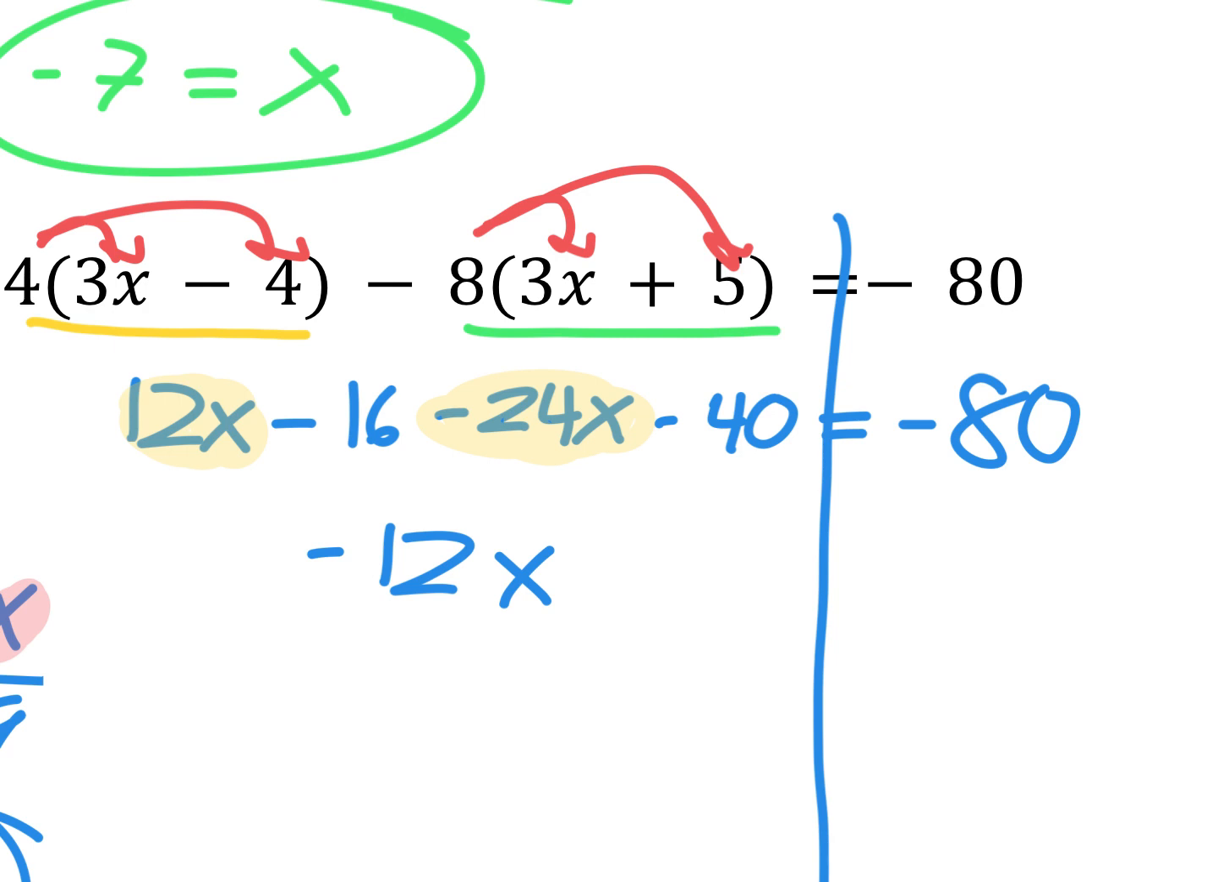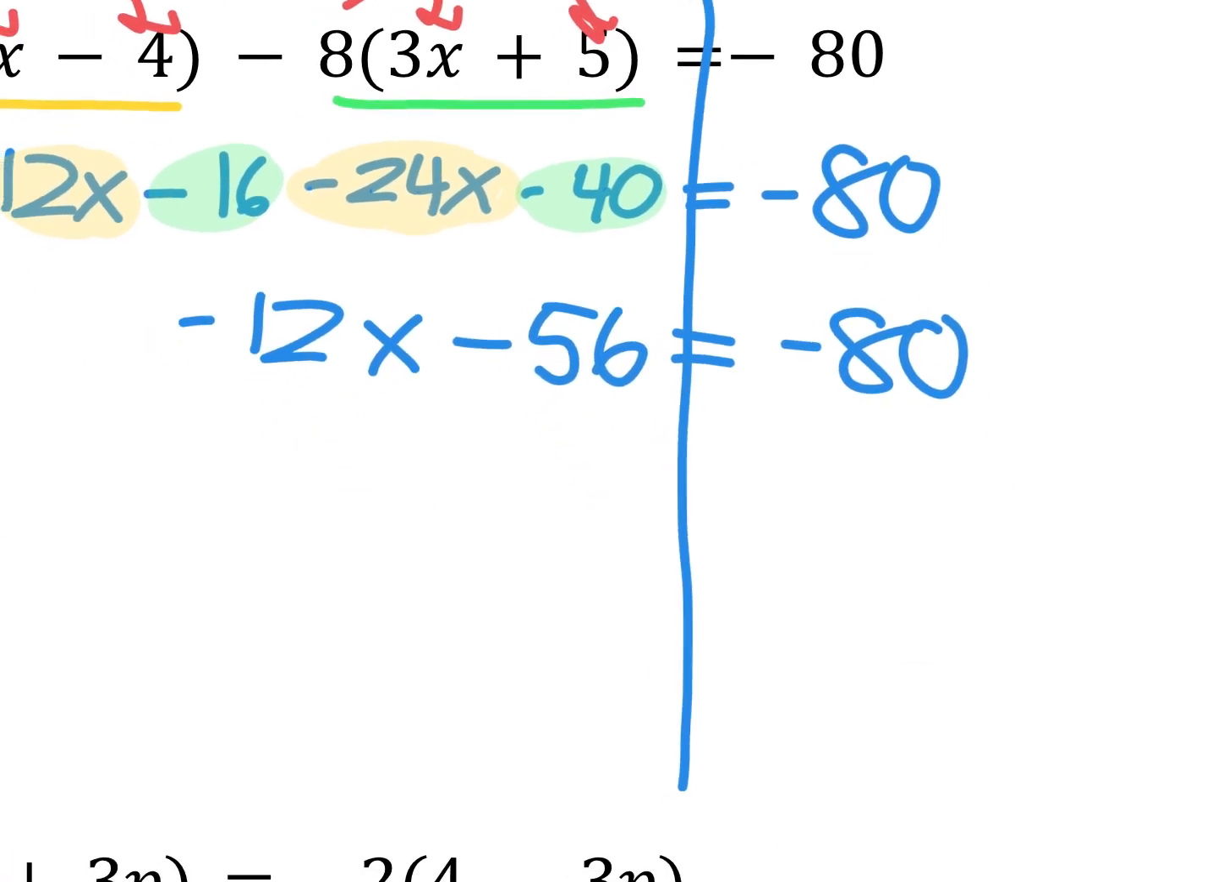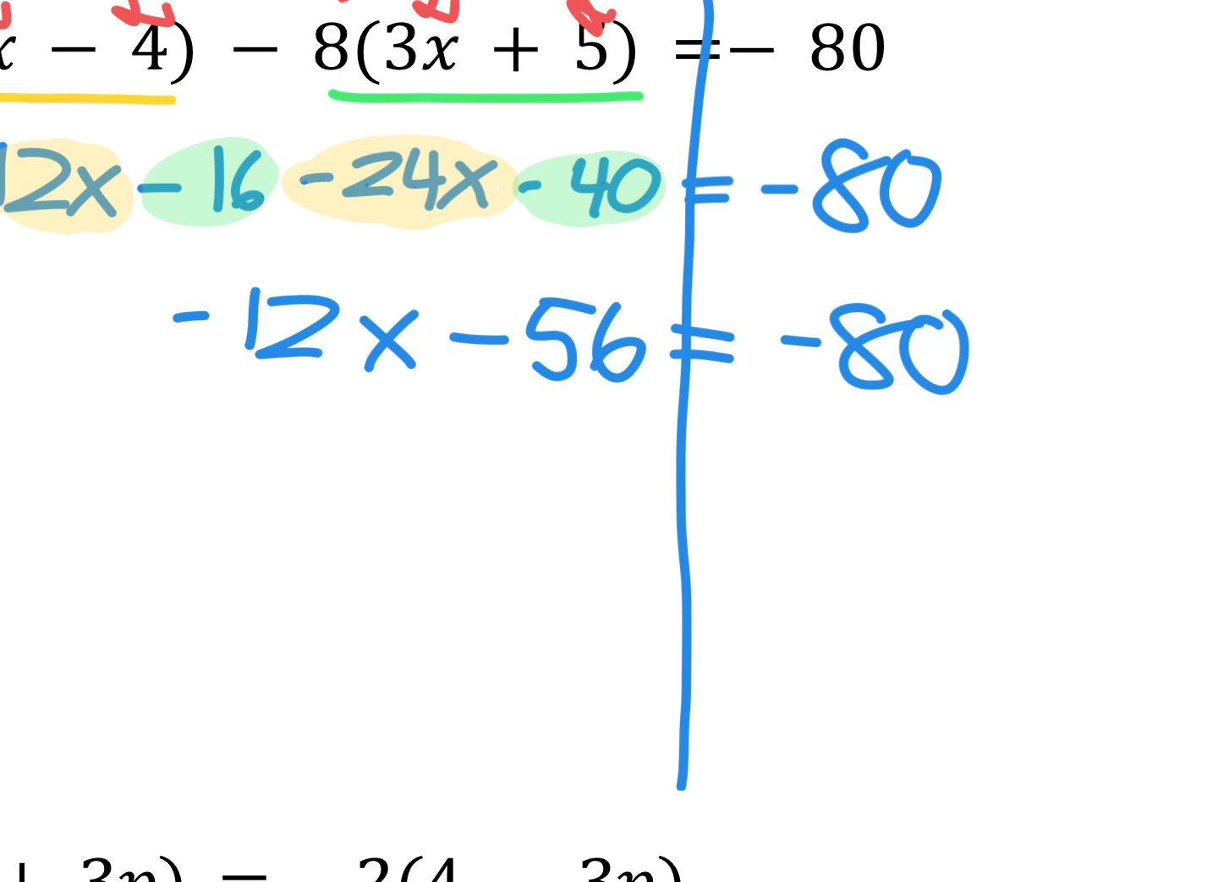The other two like terms that I notice are negative 16 and negative 40, because those are just whole numbers. So I can combine those as well. So negative 16 minus 40 is negative 56. And this all equals negative 80 still. Now this looks pretty familiar. To finish out, we'll add 56 to both sides.